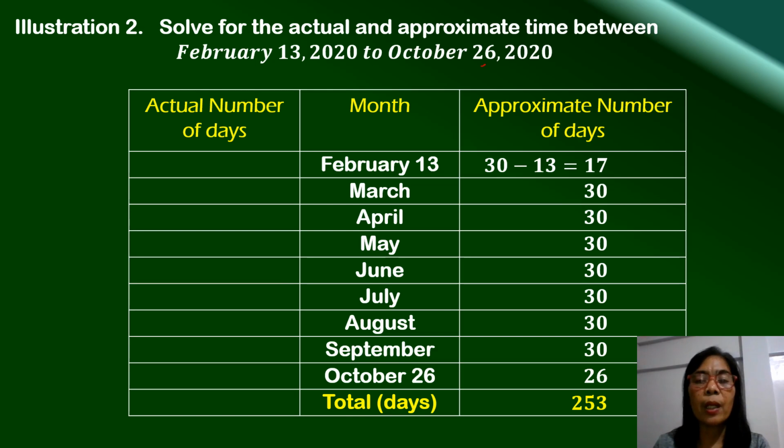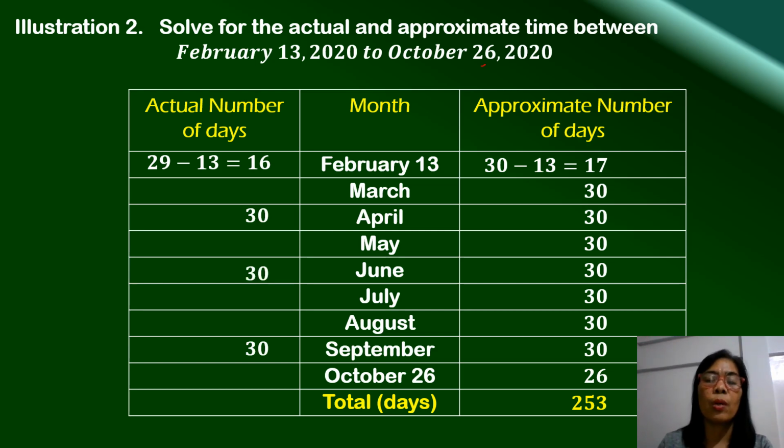For the actual number of days, we started with February 13. For the month of February, since this is 2020, a leap year, we have 29 days in February minus 13. There are 16 days for the month of February. And then September, April, and June have 30 days. The rest have 31. So October, we end on October 26. Again, for the month of October, we only have 26 days, giving us a total of 256 actual number of days.